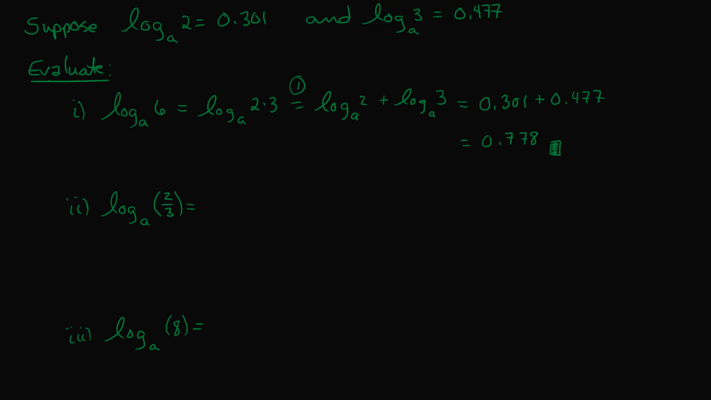Okay, so let's take a look at the second one now. We have 2 divided by 3. This can be rewritten using the properties of logs as the log base A of 2 minus the log base A of 3. This is using the second of the properties of natural logs. Okay. Looking up the value for each of these, the log base A of 2 is 0.301 minus the log base A of 3 is 0.477.